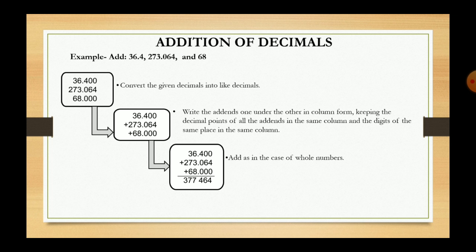As you can see in the given picture, the decimals are all kept under each other and the places again are kept under each other. One's place of 36, that is 6, is having 3 under it, that is one's place of 273, and 8 under it, that is one's place of 68.